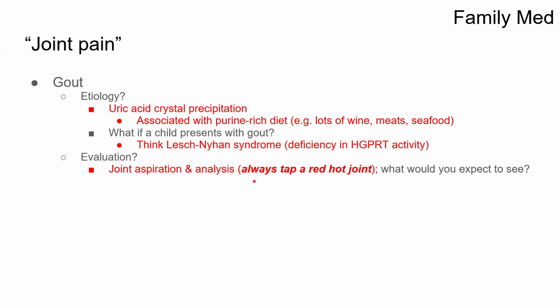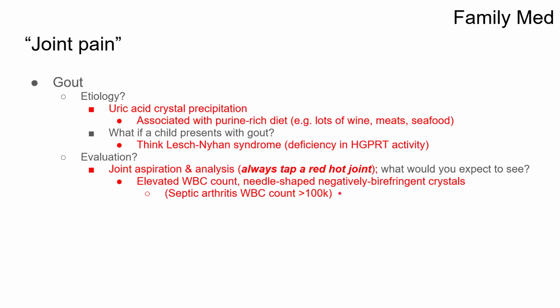The results of the joint aspiration and analysis will tell you what's causing the joint pain. So if it's gout, you'll have an elevated white blood cell count. You'll have needle-shaped negatively birefringent crystals. That's a super high yield buzzword for gout vignettes on shelves and step exams. The specific white blood cell count, the degree to which it's elevated, might tell you what kind of inflammatory arthritis is going on.